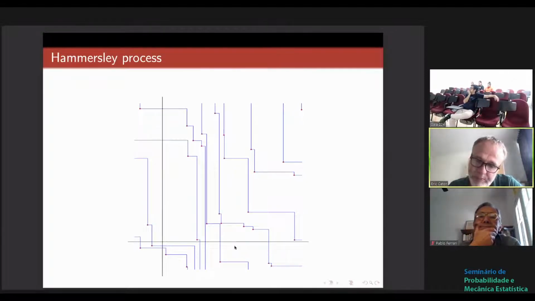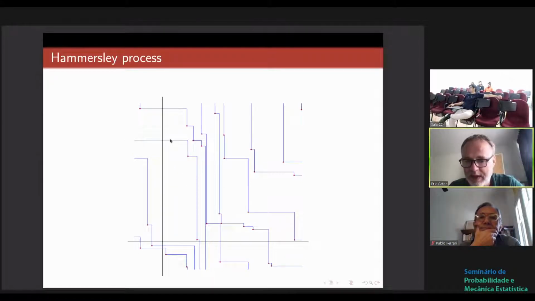And as you move up in time and you encounter one of these Poisson points, then the first particle to the right jumps to it, and then it stays in place until it jumps to the next Poisson point. And then you get these paths going from left to right.